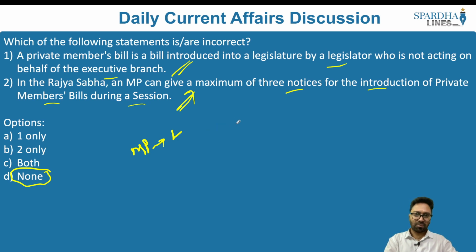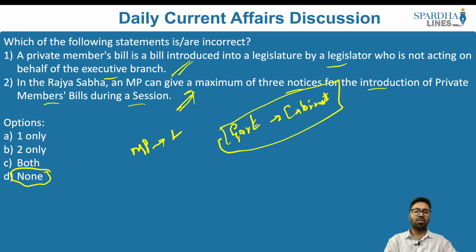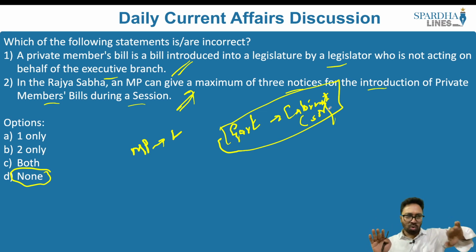Let's say, for example, one of the political parties forms the government, and after they form the government, there are a few people who go on to become the ministers, or they become part of the cabinet or the council of ministers. So those who become part of the government and ultimately go on to become the cabinet or the council of ministers, they become the executive branch. So if a member of the parliament who goes on to become part of the council of ministers introduces a bill, that is what is called the government's bill. Any other person who introduces a bill is called a private member's bill.